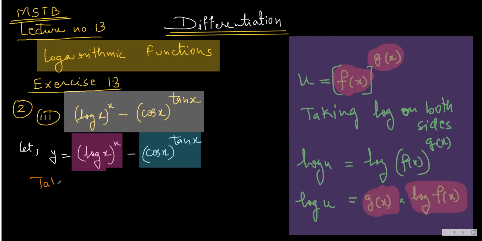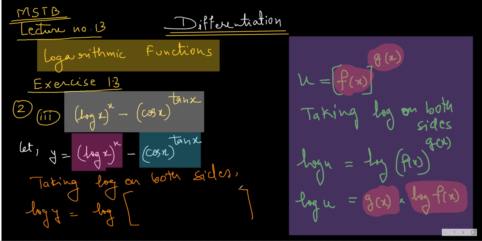If I write taking log on both sides, I get log of y on this side, and on the other side log of, inside the bracket, x raised to x minus cos x raised to tan x. Now see students, you just can't do anything ahead. Having taken log on both sides, you are now stuck. You are in a fix. You are not able to go ahead.